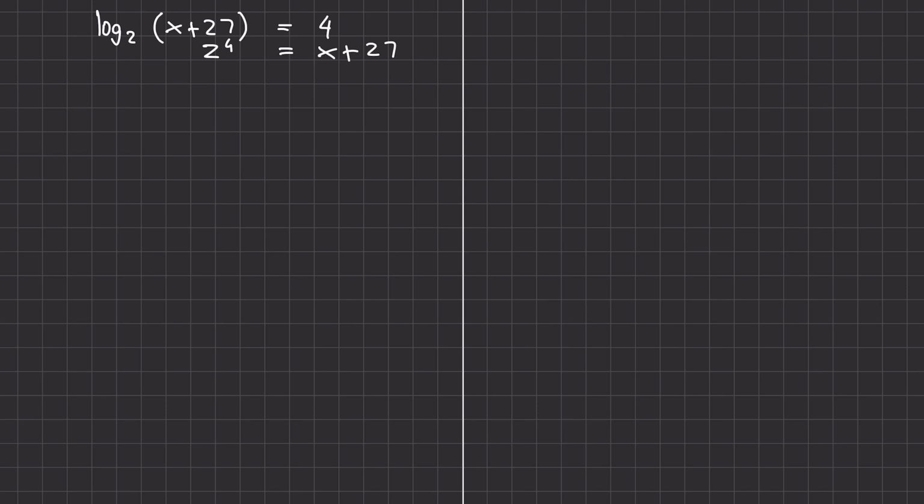Two raised to the power of 4 is 16. And after subtracting 27 from both sides, we get x equals negative 11. We check our solution by substituting negative 11 into the original equation.